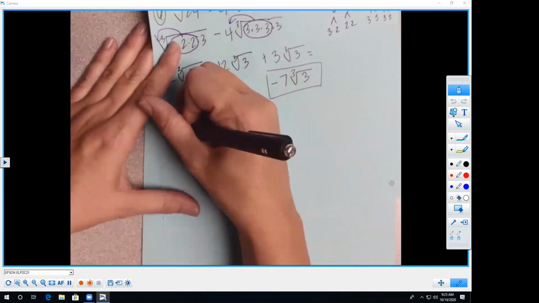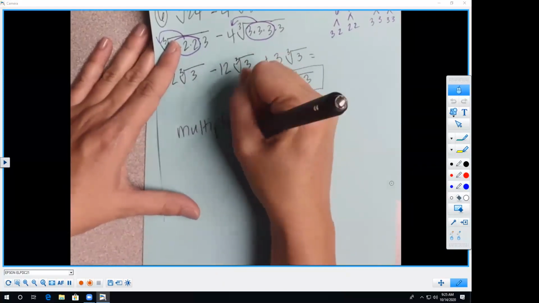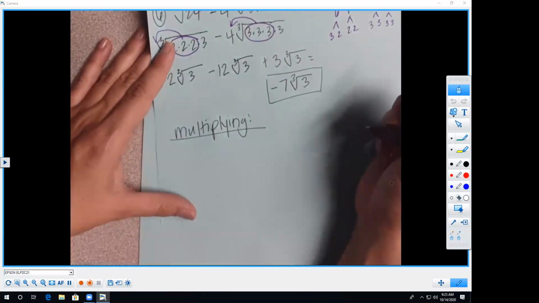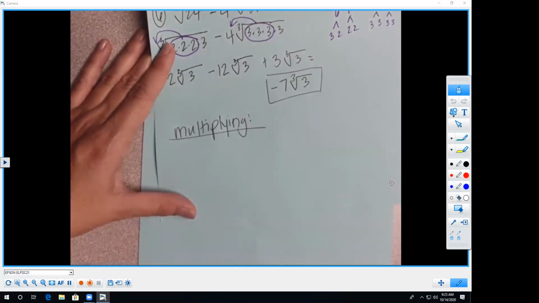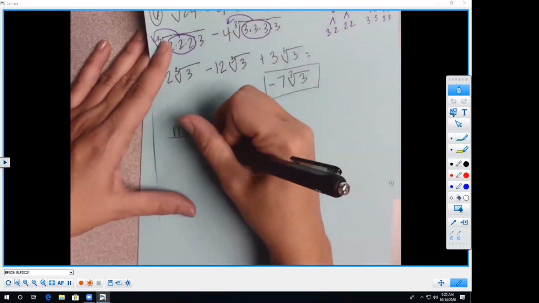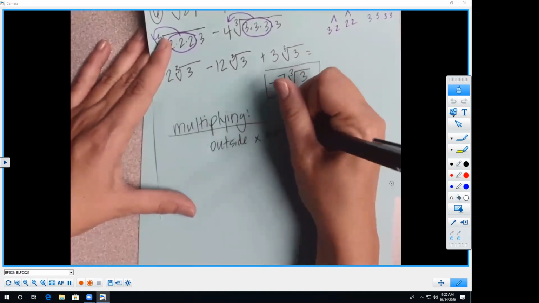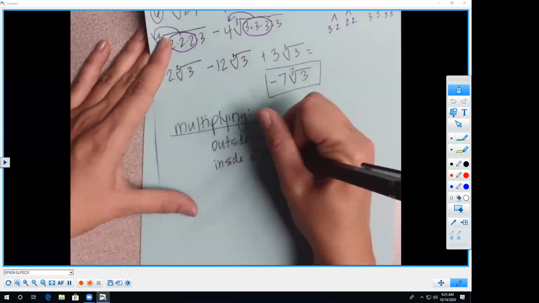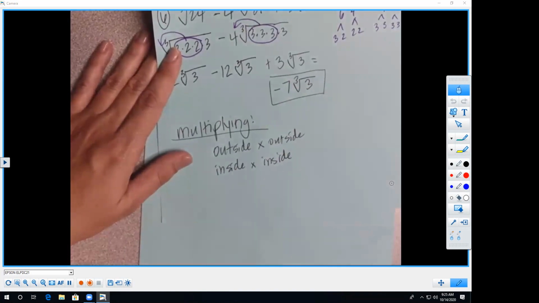Okay, so let's move on to multiplying. So that was adding and subtracting. Now multiplying. So the rule for multiplying is you multiply outside numbers with outside numbers, and you multiply inside numbers with inside numbers. Okay, so you do outside times outside and inside times inside. You never multiply an outside number with an inside number, or distribute an outside number with an inside number.